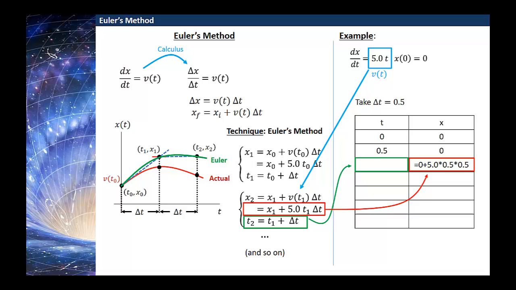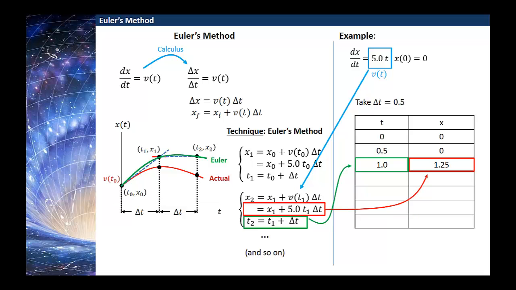I can do a similar calculation as I did before for t2. t2 is t1 plus delta t. t1 itself is 0.5 plus another 0.5. And so for this line, I get 1 for t2 and 1.25 for x2. And so on and so forth.